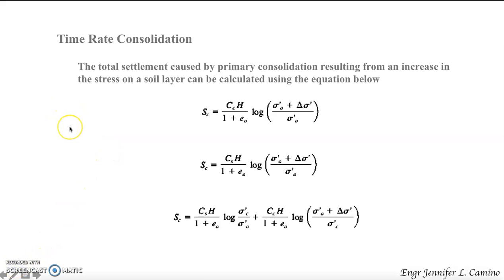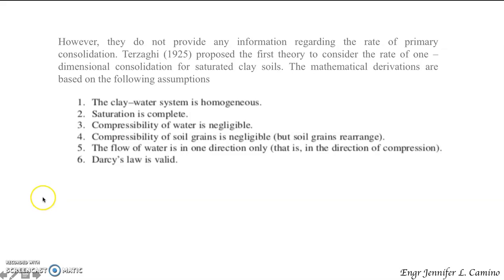So we move on now to time rate of consolidation. The total settlement caused by primary consolidation resulting from an increase in the stress on a soil layer can be calculated using these equations. So we have here 3 equations for us to compute the total settlement caused by the primary consolidation resulting from an increase in the stress on the soil layer. However, they do not provide any information regarding the rate of primary consolidation.